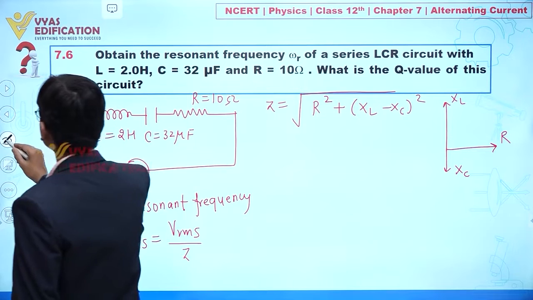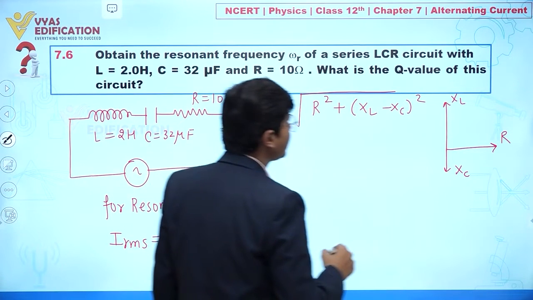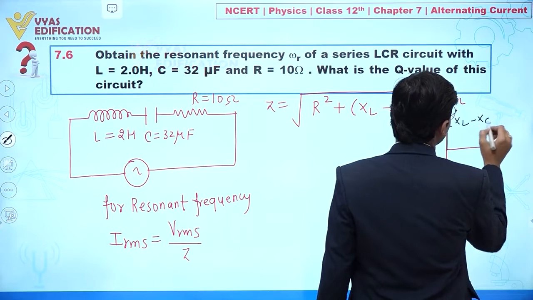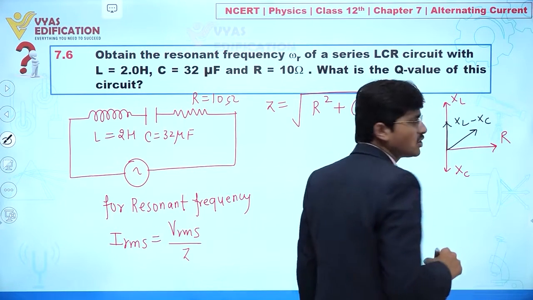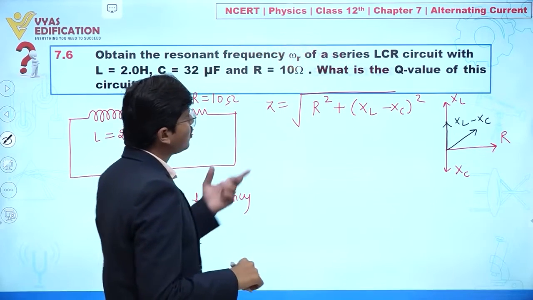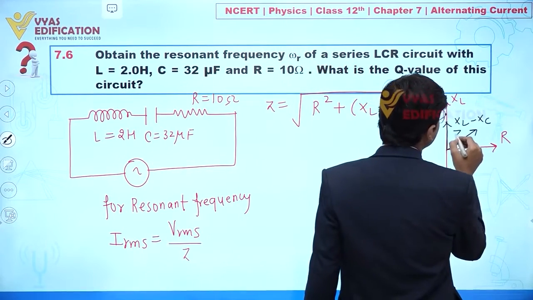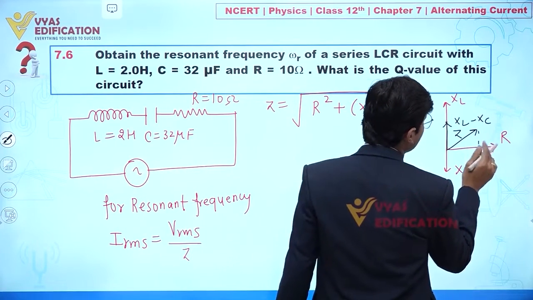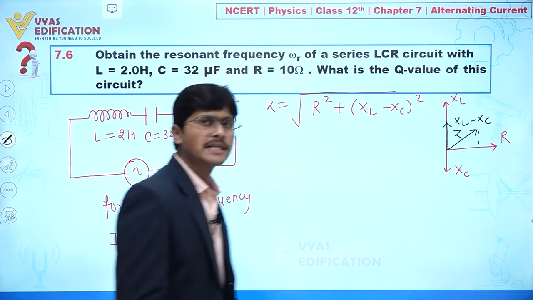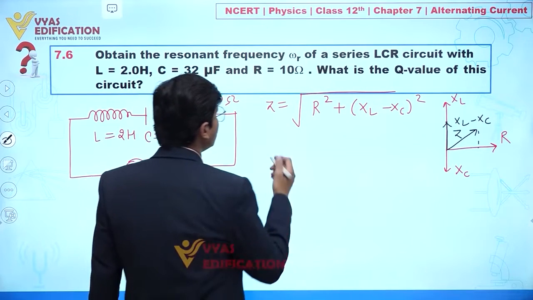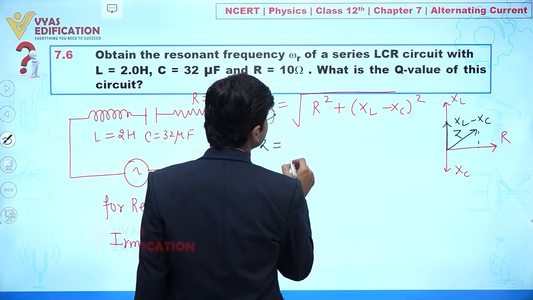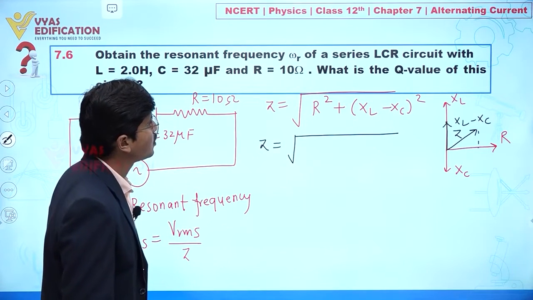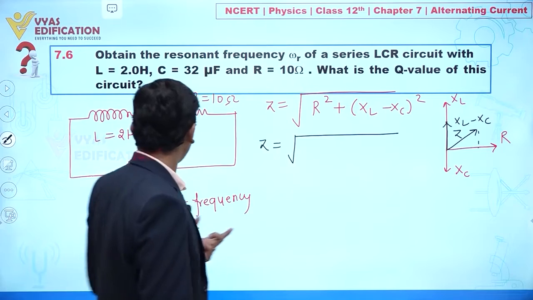So at that time you can say the net value you will get in this direction is XL minus XC. Clear? And definitely you will get the resultant in this direction, and this is the value of Z. So you can get Z equal to under root of R square plus XL minus XC whole square. Clear to you? So from here you can write Z equals under root of R square plus XL minus XC whole square. Clear? Now what is the value of R we have?